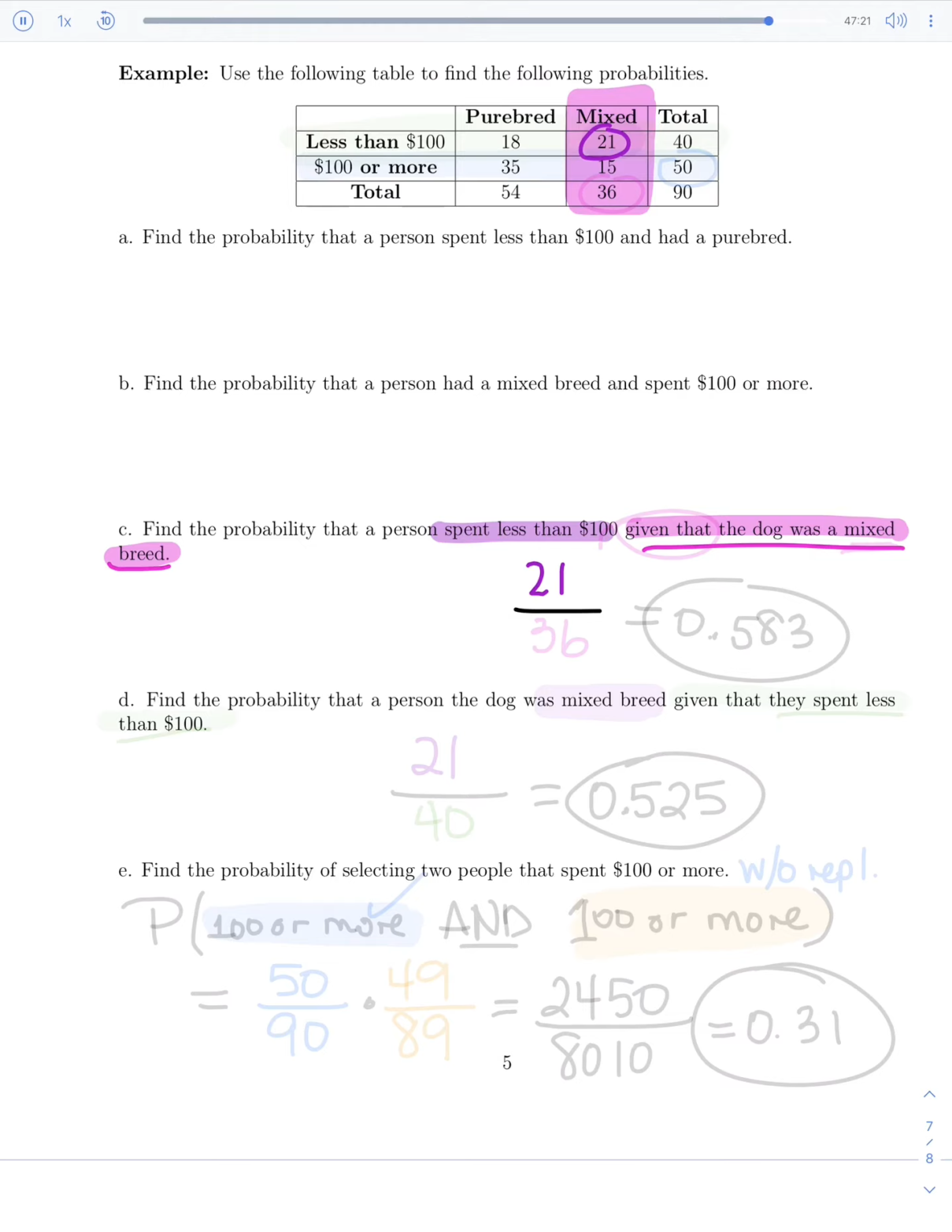So my total isn't everybody. It's not the 90 anymore. It's first time we're going to do this, a total of 36. We changed our conditions. Remember this, given that means I'm not looking at the same conditions. I'm only looking at mixed breed dogs, so there's only 36 of those. So I've got my 21 of my mixed breeds that spent less than $100 out of the total mixed breeds, which is the 36, getting me a probability when I divide this out of 0.583.